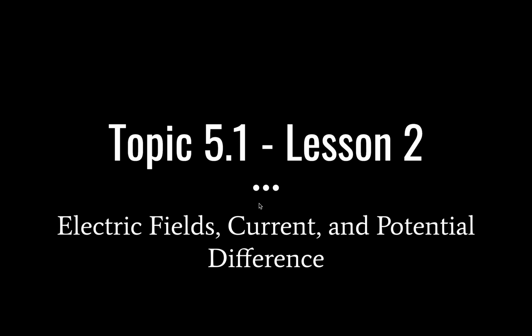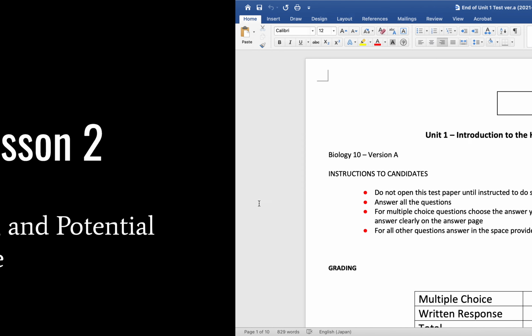Okay, today we're going to look at topic 5.1. This is the second lesson. You have probably already watched the first video if you are here. If not, you may be interested in checking it out. We're going to talk about electric field, current and potential difference. And our learning objectives are as follows.